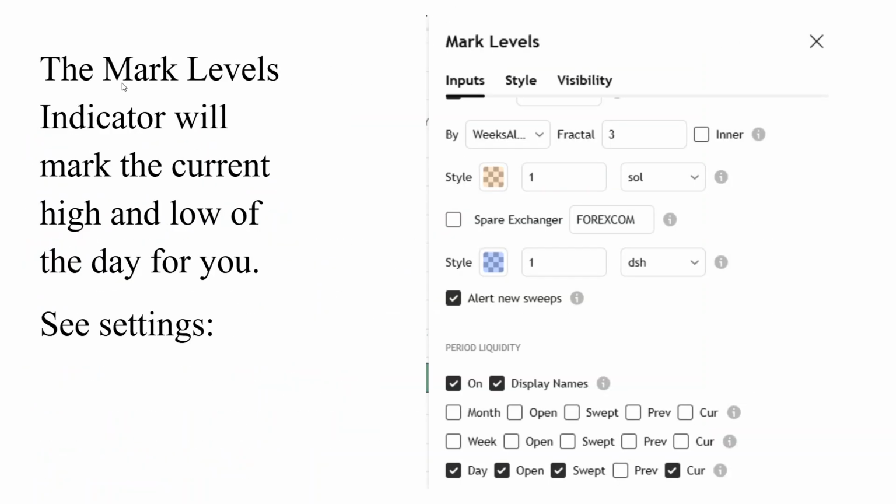You can use the mark levels indicator that will indicate the current high and low of the day for you. These are the settings. If you go to TradingView, type in mark levels, go to the settings, and all you'll need checked is the day, the open, swept, and current. Then that will put the lines on the chart for you.